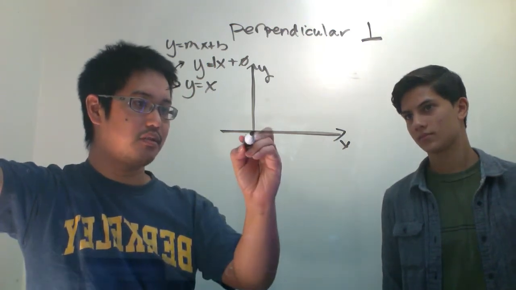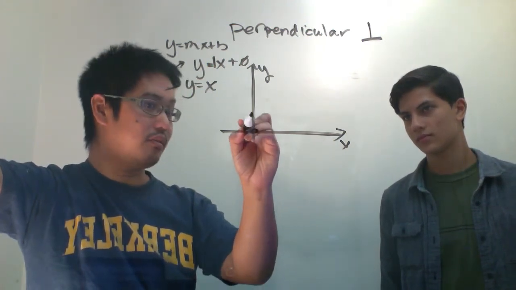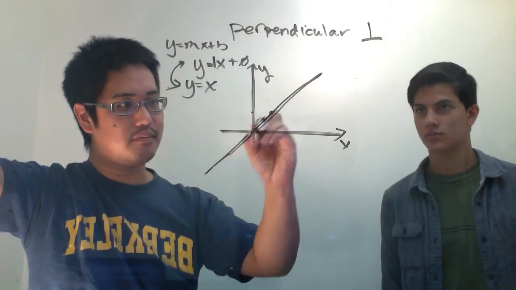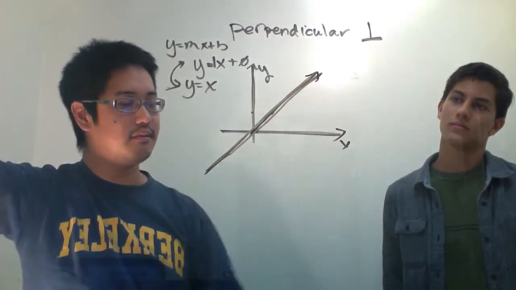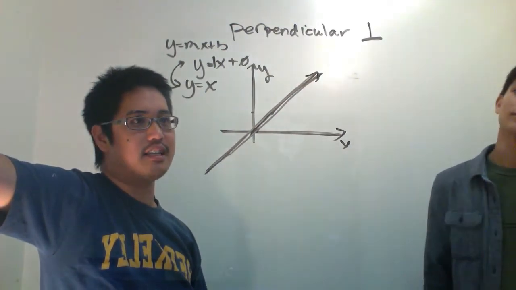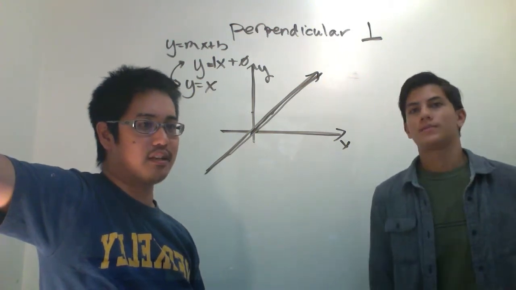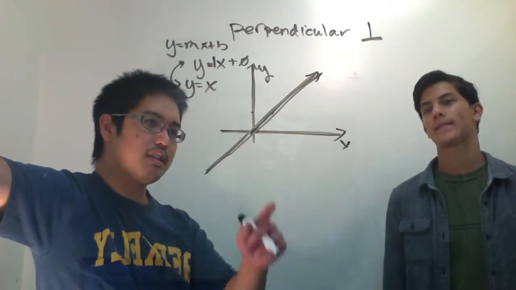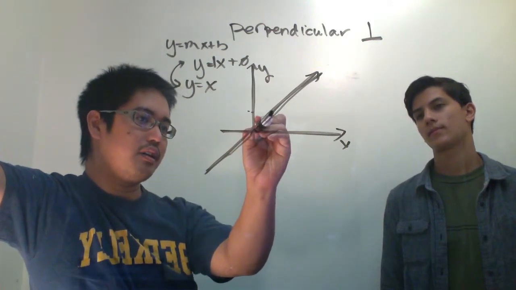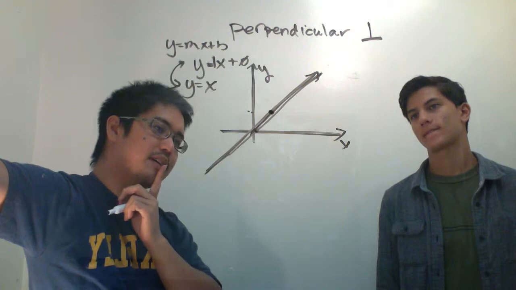Sure. Your y-intercept is 0. You go up 1, across 1. Does that make sense to you? Okay. Now for the tough part. I want a line that is perpendicular to this line over here. So if I go up 1, across 1, what would be the best way to teach this?